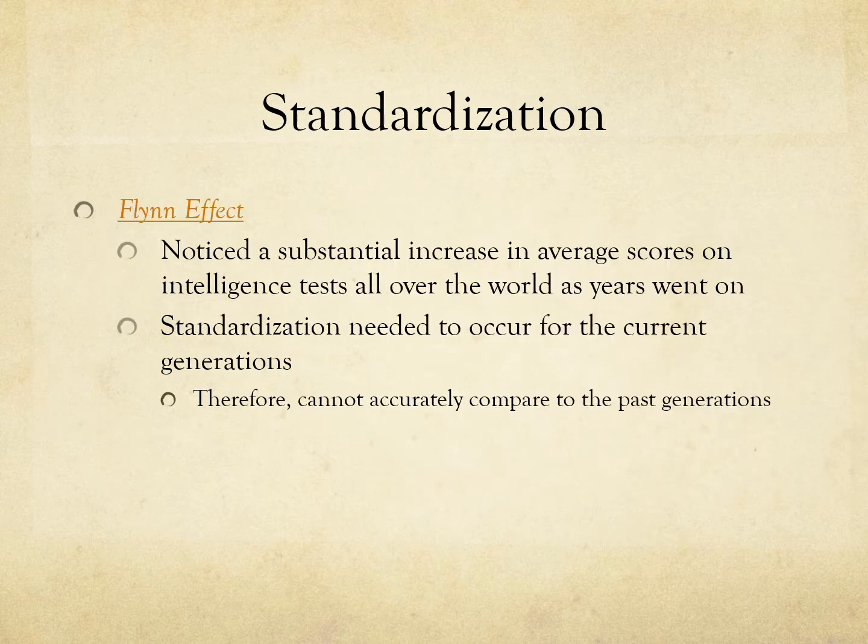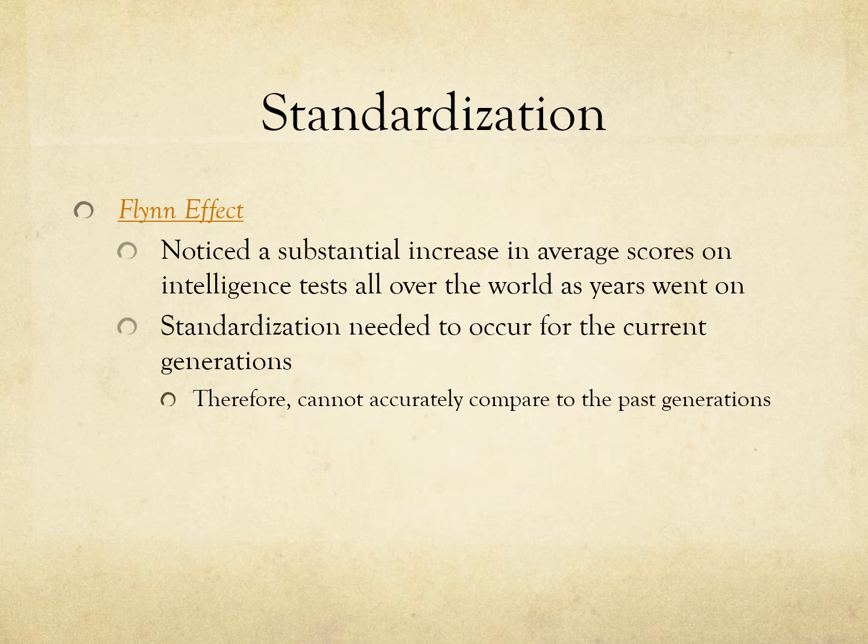The Flynn effect is a very interesting theory, and I'll post a TED talk with Flynn who discusses it. The Flynn effect is a substantial increase in the average IQ scores on intelligence tests all over the world as years went on. So the standardization needed to occur for the current generations, and therefore they cannot accurately be compared to past generations. In the video, it's Flynn himself talking. He does a great job of giving different examples of why we can't compare test scores. When you do a standardized test, you're comparing it to everyone who's taking that test. You're not comparing it to everyone who took it 30, 40, 50 years ago, because it wouldn't be fair, because theoretically, we should be getting smarter.